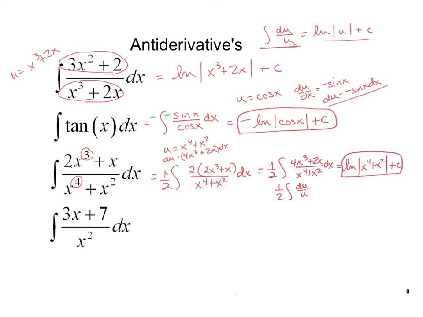So the last one, the denominator is x squared. If I took the derivative of that, it's just 2x, and I could multiply by 2/3 and get 2x, but we have this plus 7 here that's going to mess everything up. So that we can't get a du over u here. However, we do have a monomial denominator.